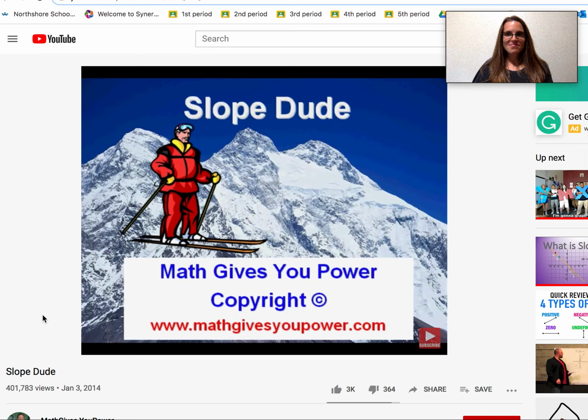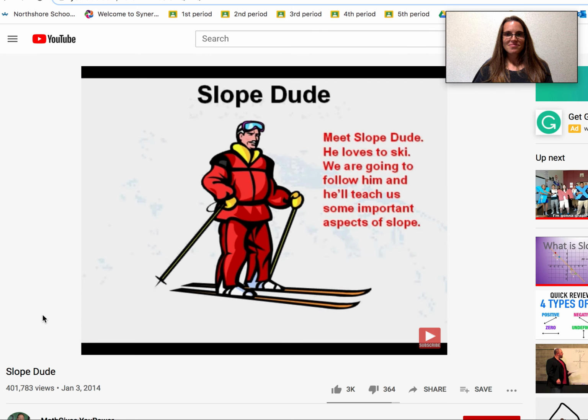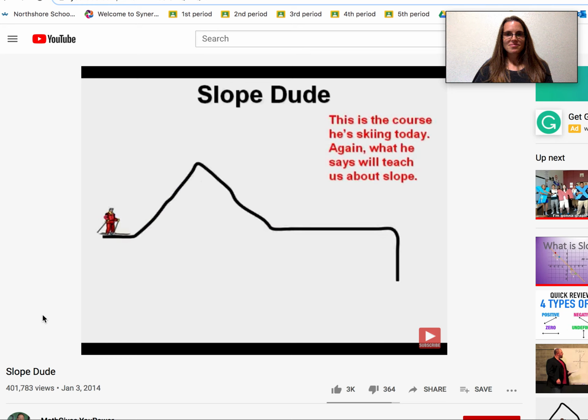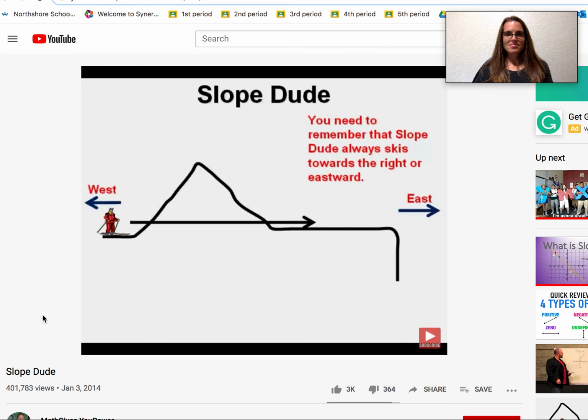Welcome to the adventure of Slope Dude. Meet Slope Dude. He loves to ski. We are going to follow him and he'll teach us some important aspects of slope. This is the course he's skiing today. Again, what he says will teach us about slope. You need to remember that Slope Dude always skis toward the right or eastward.